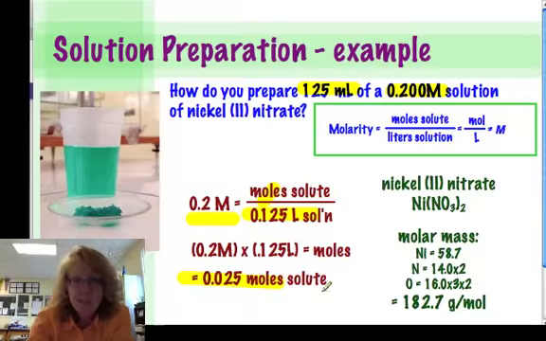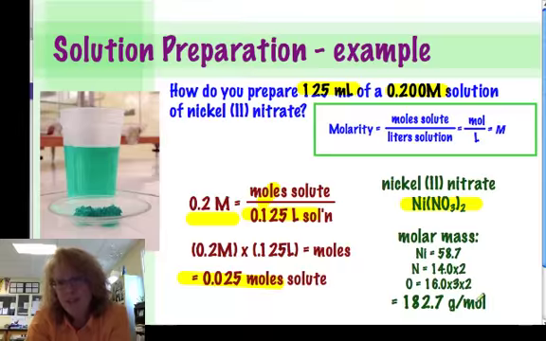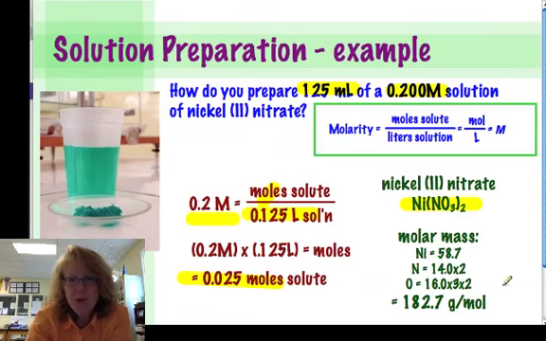We know that nickel 2 nitrate has to have the formula Ni(NO3)2, because nickel means it's a 2 plus charge. Nitrate is a 1 minus charge. That's where this outside 2 comes from. And then I go through the molar mass step. There's 1 nickel, there's 2 nitrogens, there's a total of 6 oxygens, so it's 182.7 grams per mole when I do the nickel nitrate molar mass.